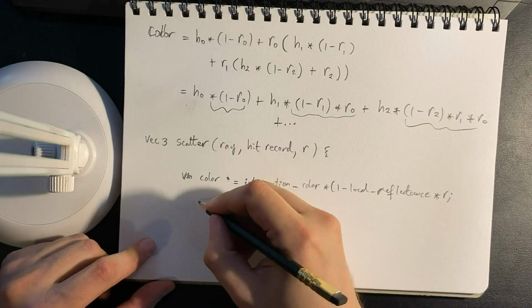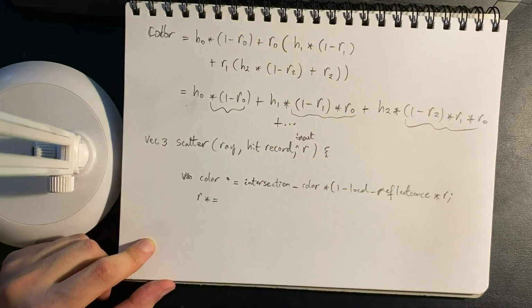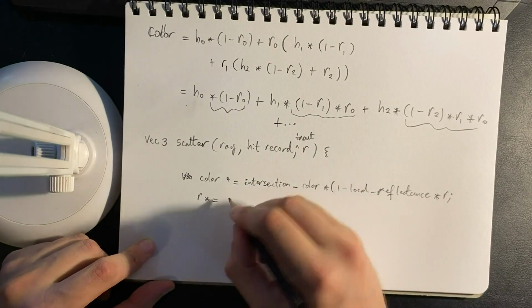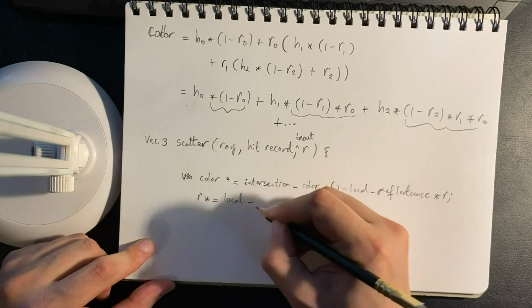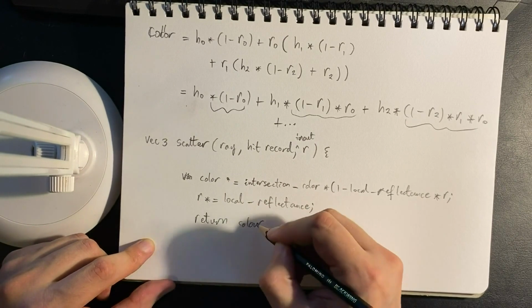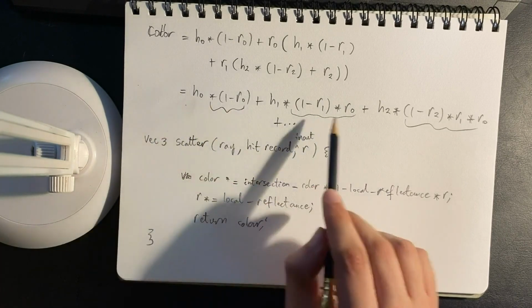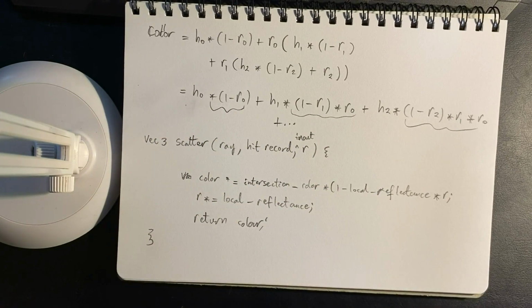So then we'll make this an in-out variable. We'll multiply it by the local reflectance and then return color. Something like that. That's the theory. And the most important thing is to break the problem down, write out a few iterations. Let's get into it. Let's code it up.